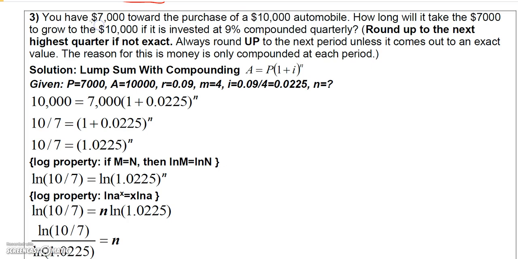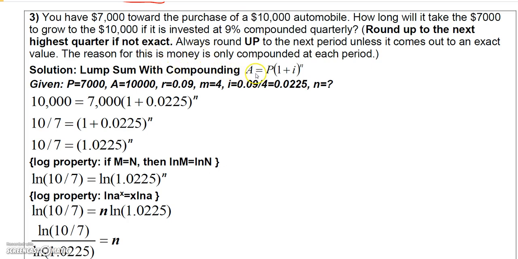In this example, we have $7,000 and we want to buy a $10,000 automobile. So what we want to know is how long it will take the $7,000 to grow to $10,000 if it's invested at 9% annual rate compounded quarterly. Now on these problems you always round up to the next higher quarter or period if it's not exact.